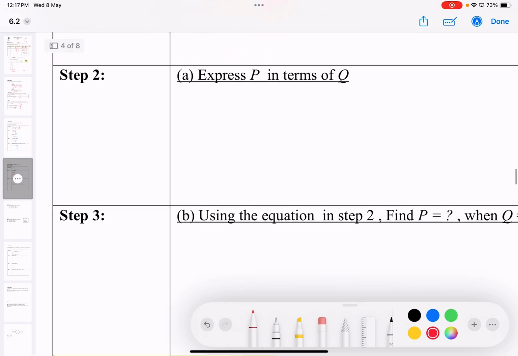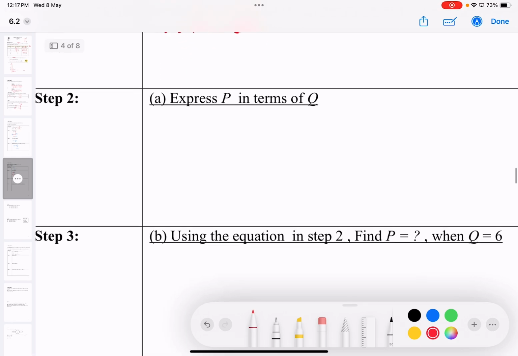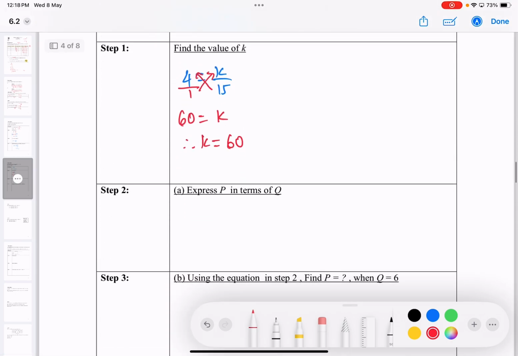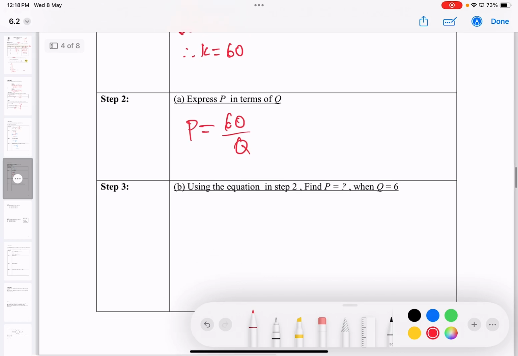If not, let us do the next step, express P in terms of Q. Now we have found the constant K. A constant is something that doesn't change. We can substitute it back into the original equation. So we are going to get P is equal to 60 over Q. Can you please quickly write it down? And can you do the last step by yourself? Done already?